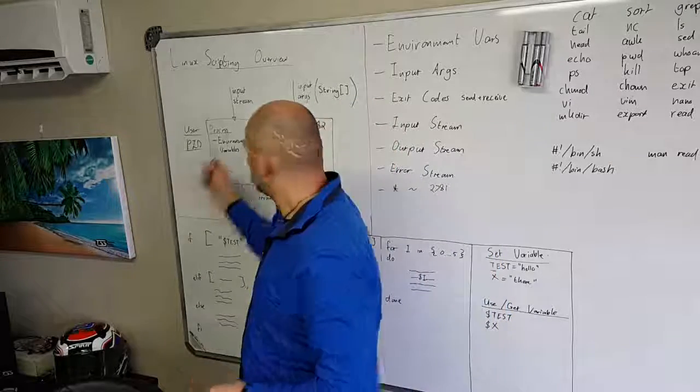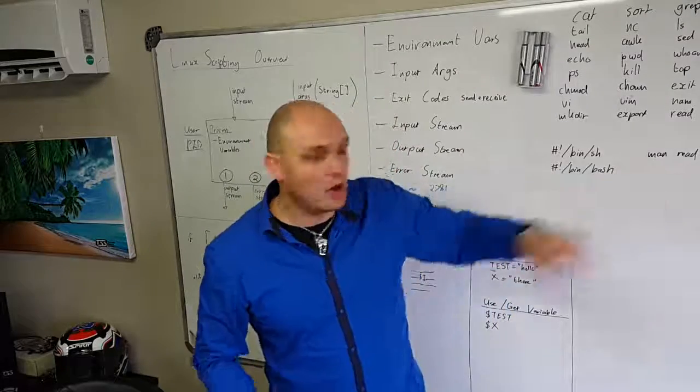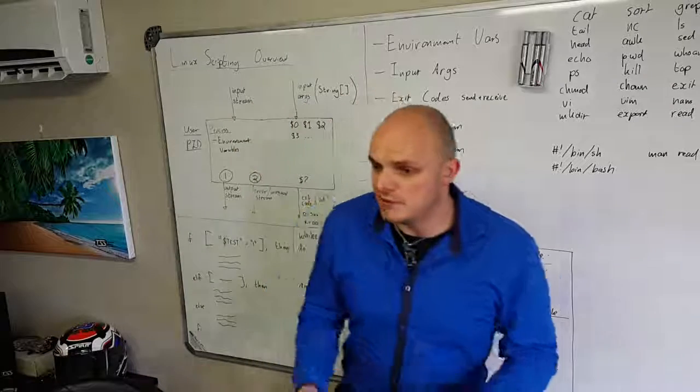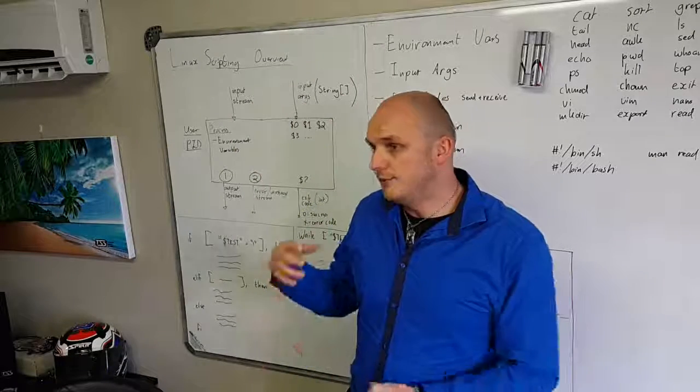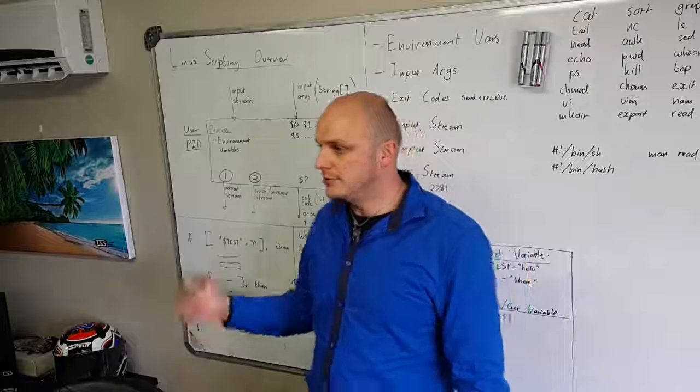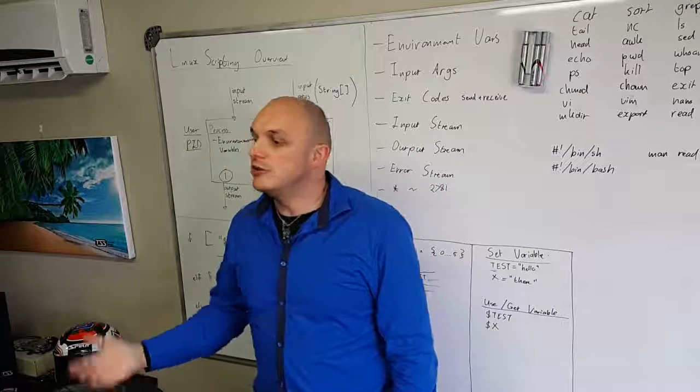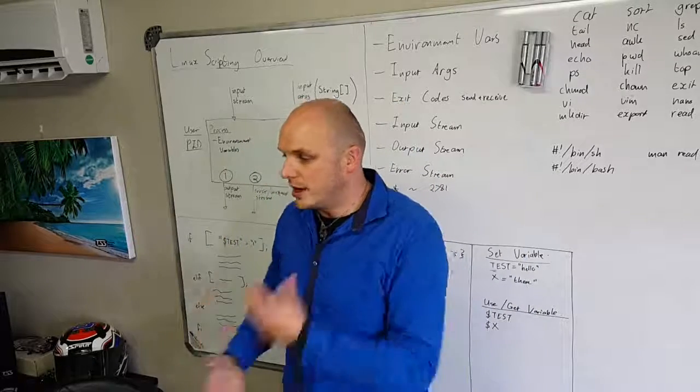So if you want to read the input stream, you can use the read command. You can even tell it to echo something before it reads, like, what is your name? And it will return a name. You can say it must only return when the person presses enter or whatever.